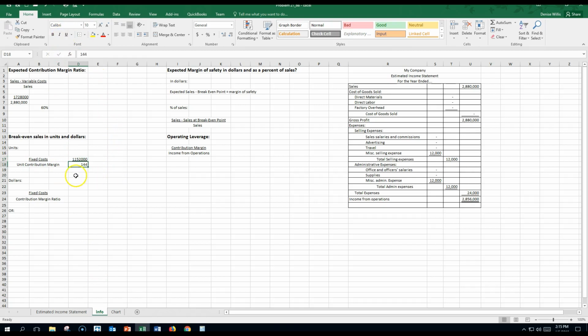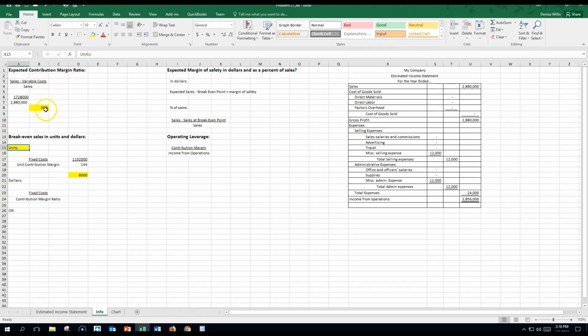Okay, so let's do the calculation. We want to say it's this divided by this. The break-even point in units is 8,000 units. That's the answer that we're looking for there. Let me highlight the answer here. That's the actual answer, and that's in units.